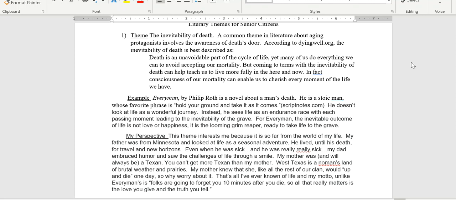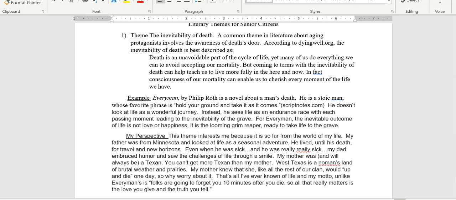Okay, so I went ahead and finished up my answer. And this is my first of 5. Remember, you're going to be doing 5. So I have the theme, the inevitability of death, and I've already gone over that. The example that I used was Everyman by Philip Roth, and I did not read the novel, but I did read the Spark Notes, and I summarized it in my own words, but I did give credit to SparkNotes as where my information came from.